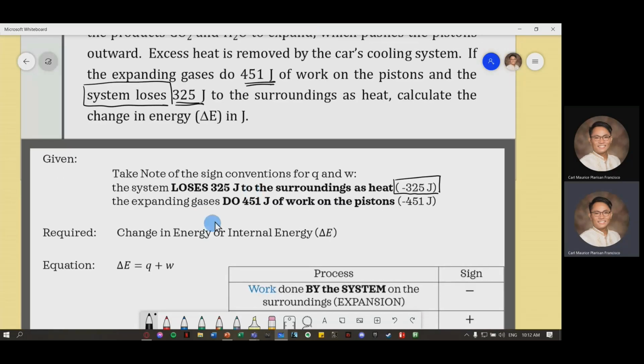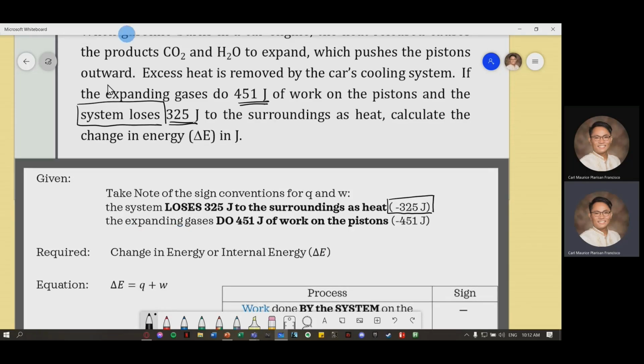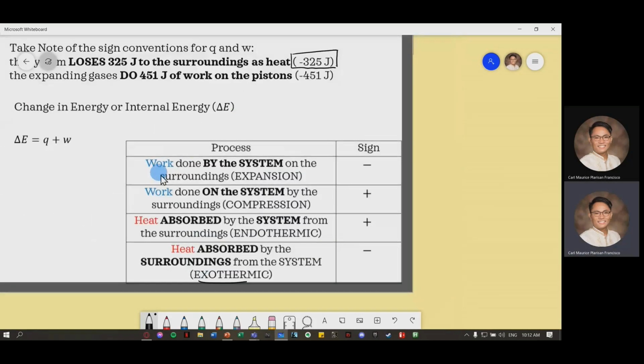Next, 451 joules. The gases expanded. Ayan no? If the gas expanded and did 451 joules of work, what will be the sign? So again, expansion. Work. Expansion.